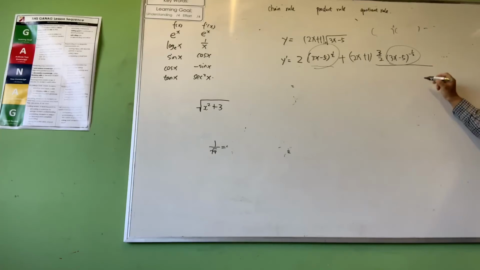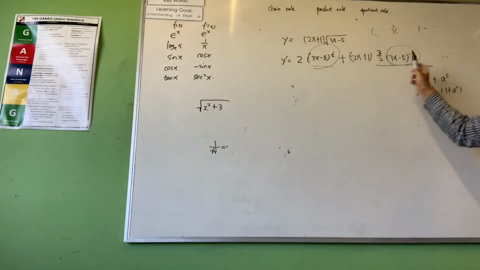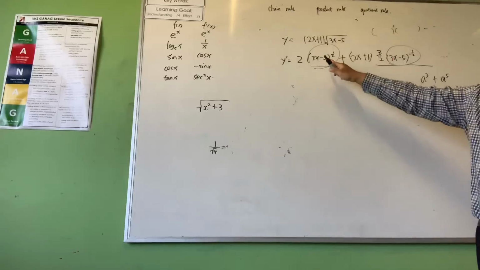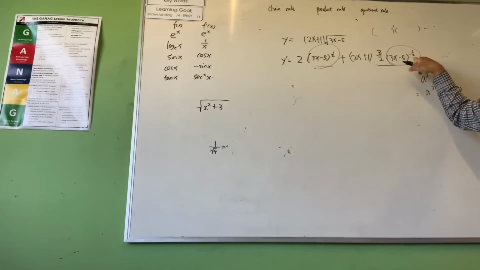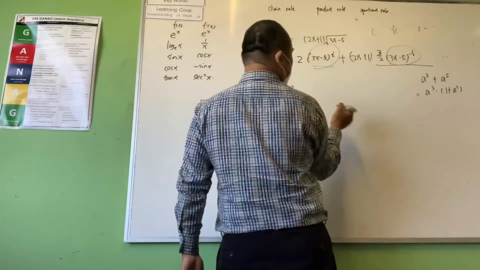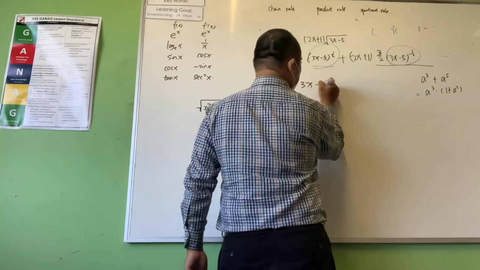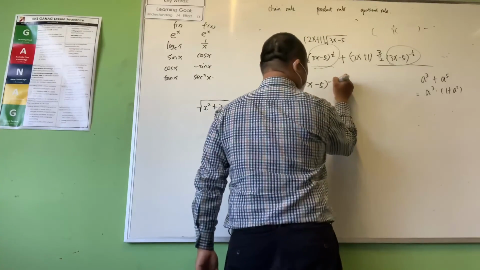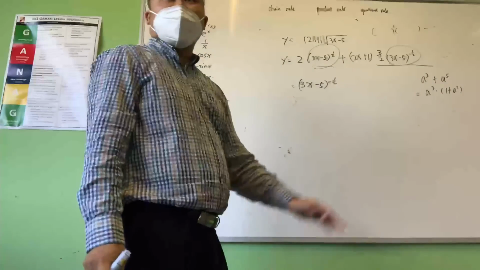Yeah, so basically if I write in this form, you guys probably know a to the power 3 plus a to the power 5. Do we have common factor? A3, right? The lower power one. Yeah. And then 1 plus a2. Make sense? Yeah. So same here, if I want to do the common factor here, I basically take out the lower power. Yeah? So that would be 3x minus 5 to the power of negative half. Yeah. That's the common factor.